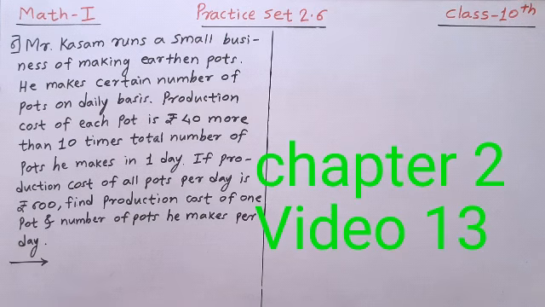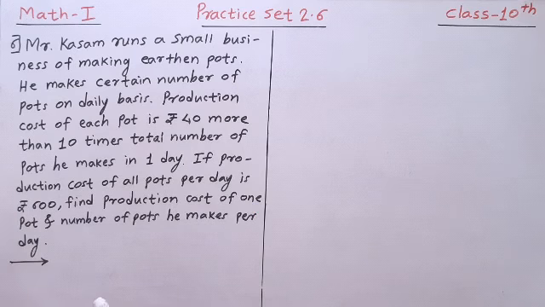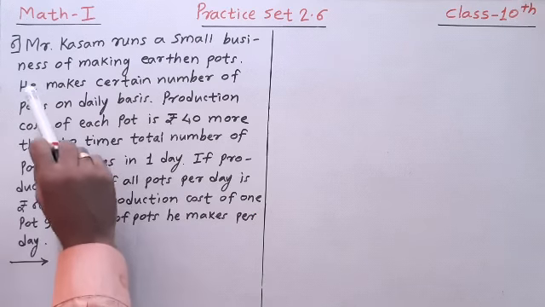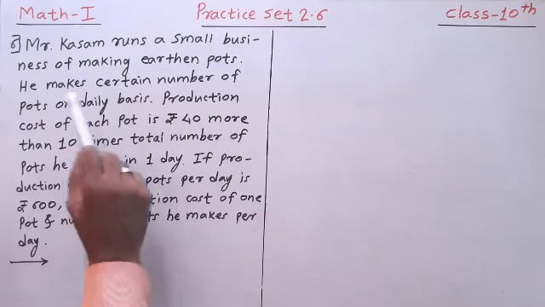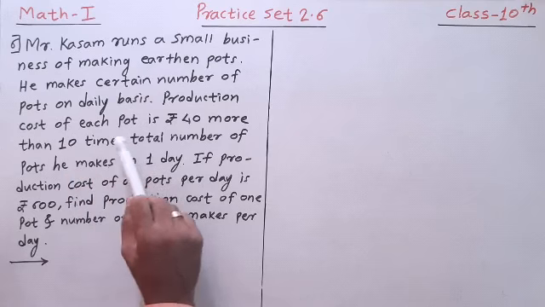Students, in this session we are again continuing practice set 2.6. Let us see question number 6. Mr. Kasam runs a small business of making earthen pots. He makes a certain number of pots on a daily basis.